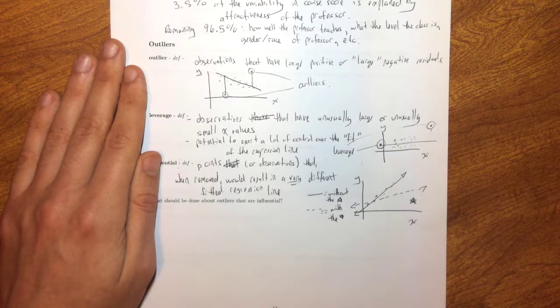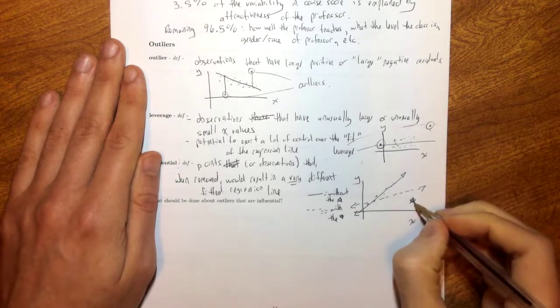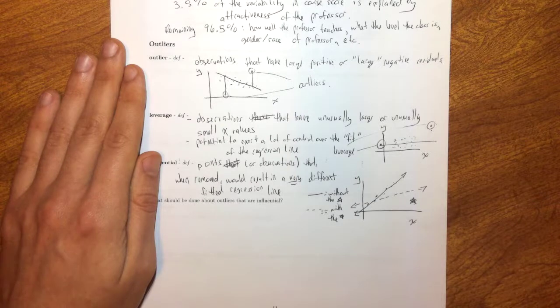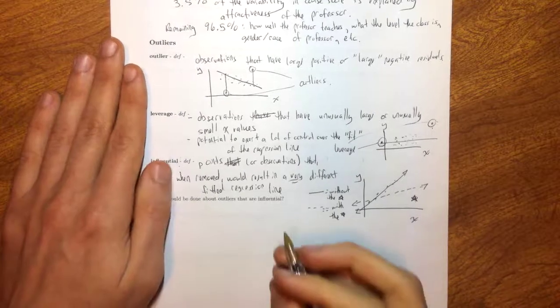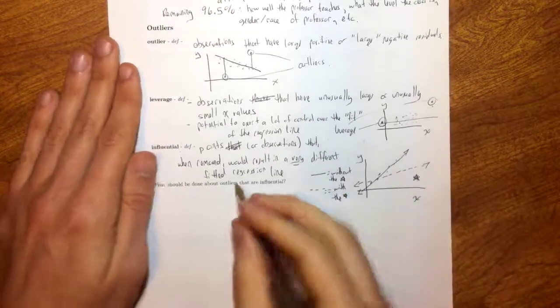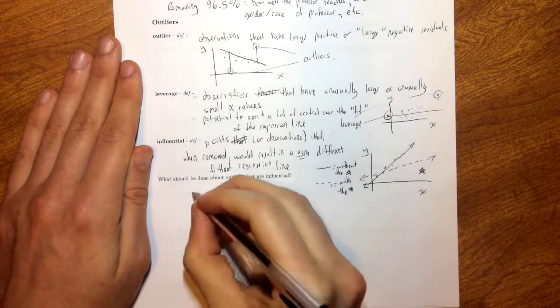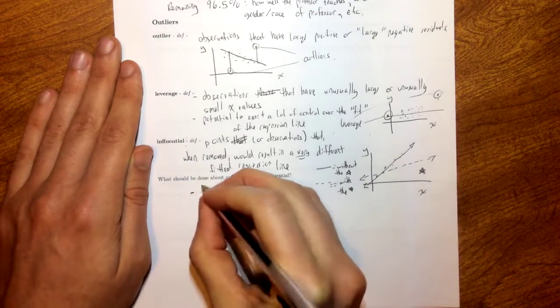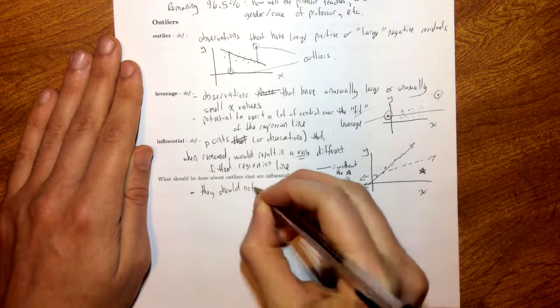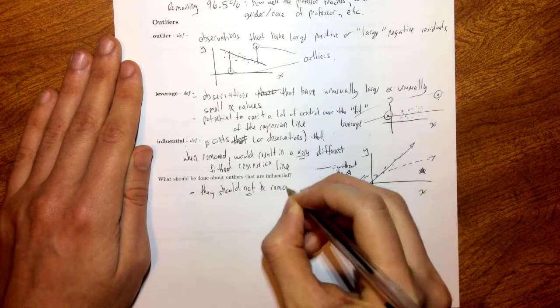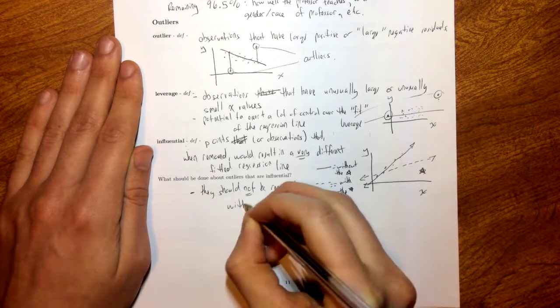Because these two lines are really super different, this point that's starred has a lot of influence. This is important because if a point has a lot of influence, we need to think hard about whether that point belongs in the analysis, if there is a reason to remove it, if we should report both lines, etc. And so what should be done about outliers that are influential? We're just gonna make a couple notes that they should not be removed without a reason. Just because a point is influential doesn't mean that you should just remove it.